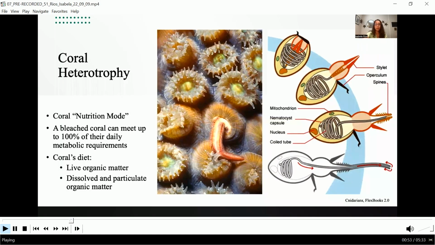However, corals are mixotrophic. A bleached coral can meet up to 100% of their daily metabolic requirements through heterotrophy.